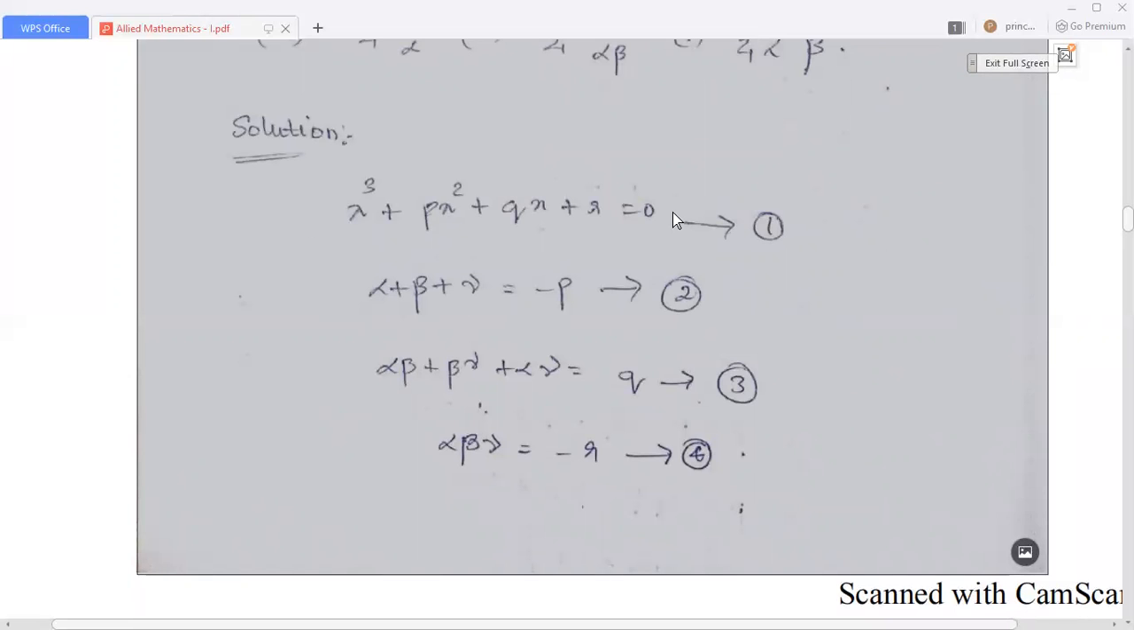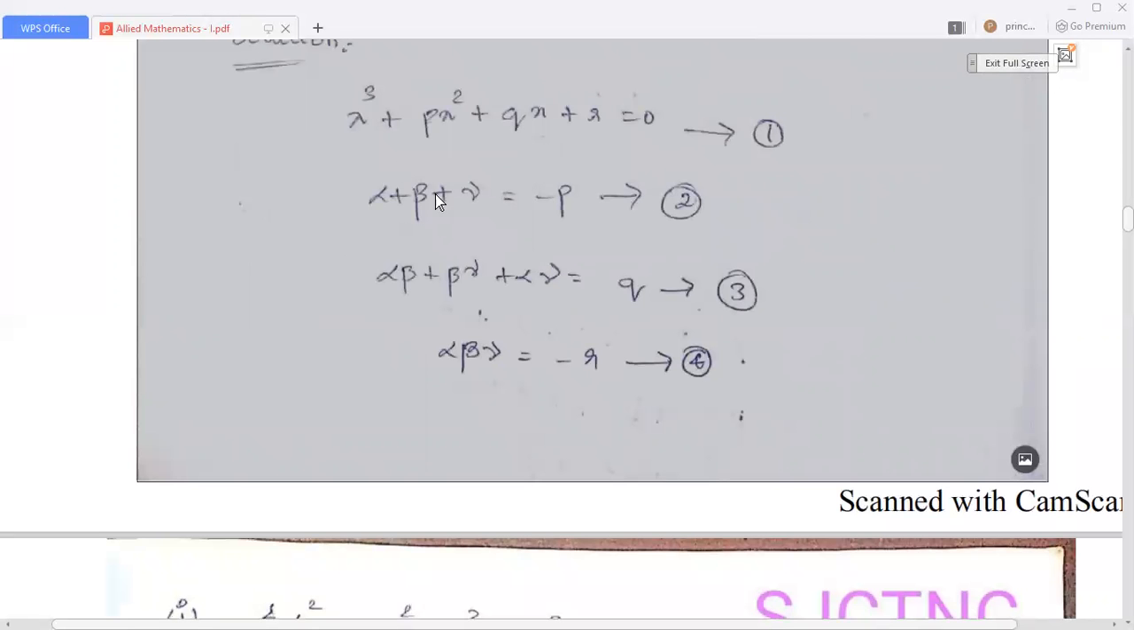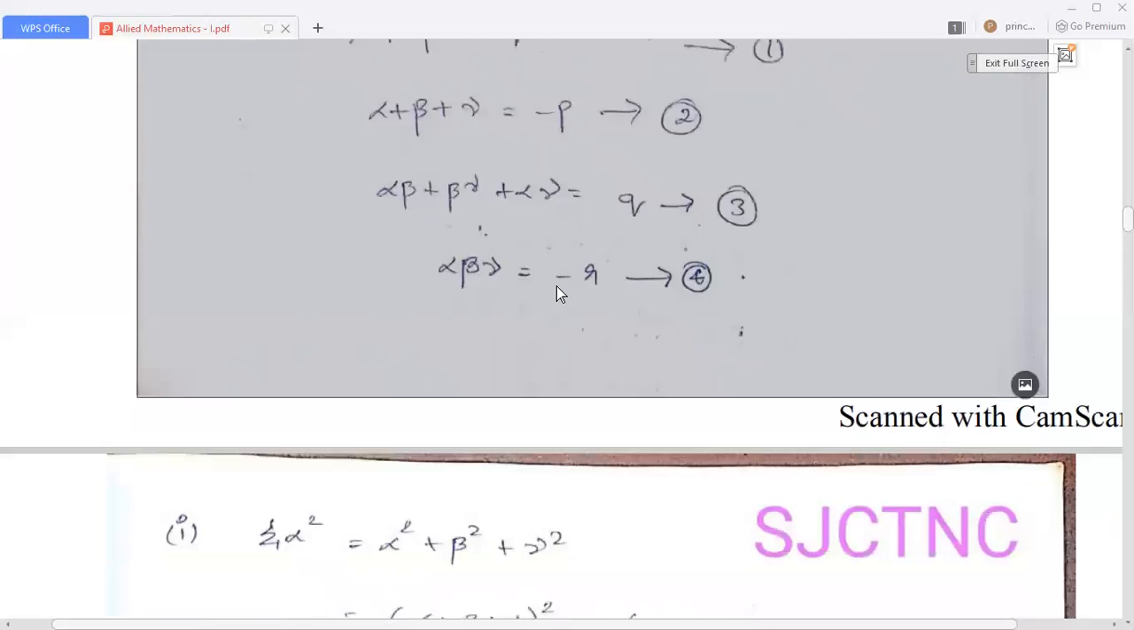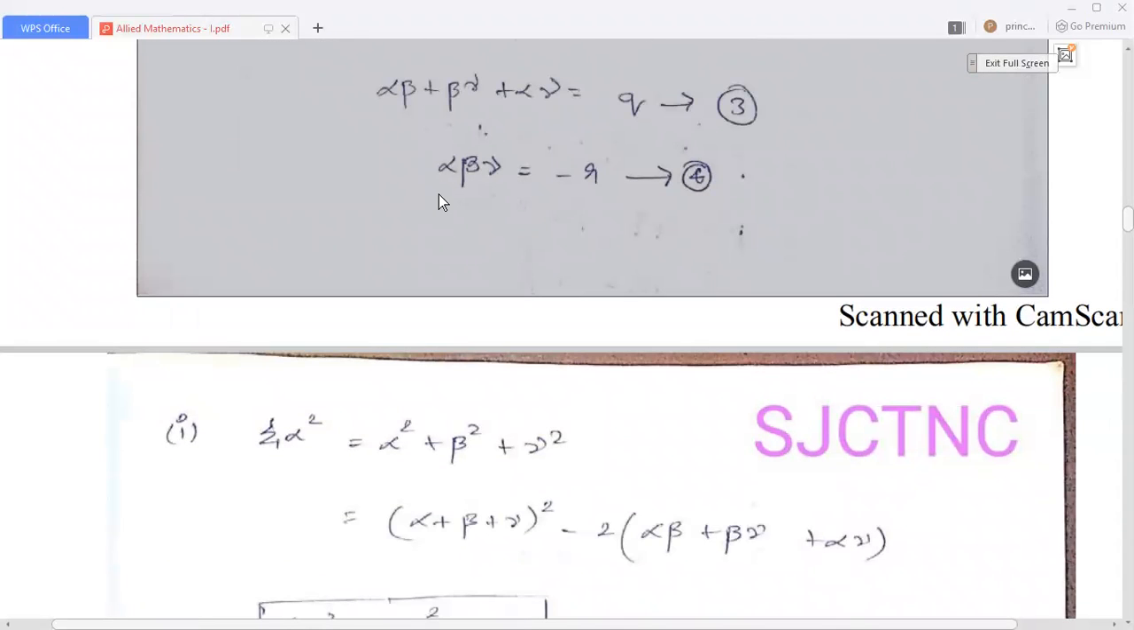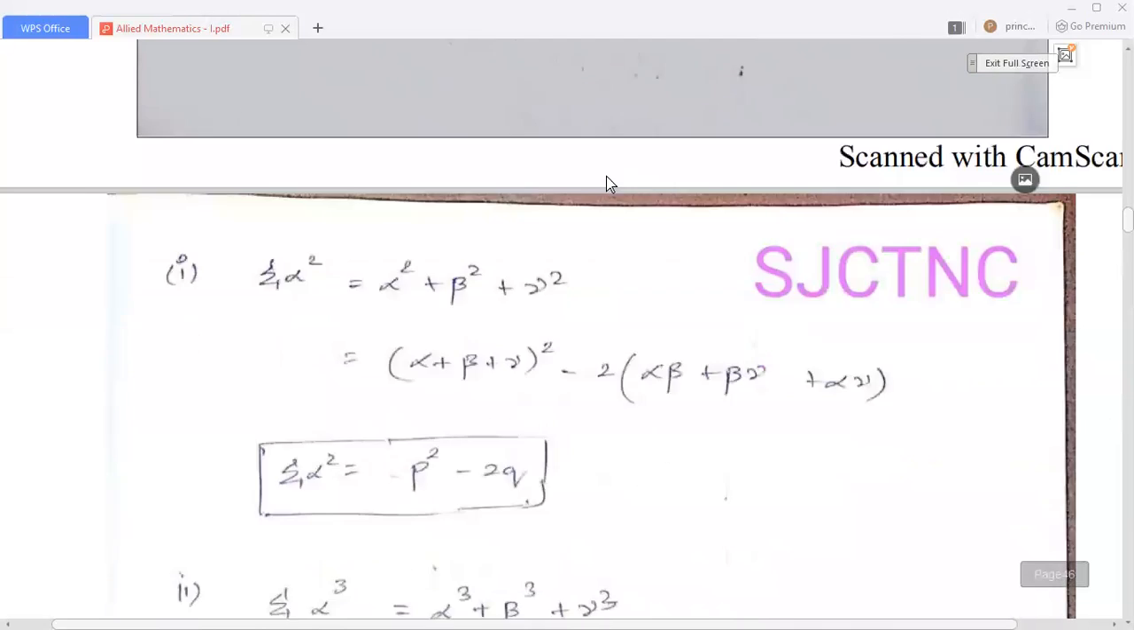The given equation can be written as x cube plus px square plus qx plus r equal to 0. Now we write the relation between roots and coefficients. Sum of all the roots is equal to minus p, that can be taken as equation number 1. The sum of product of roots taken 2 at a time is q, that can be taken as equation 2. Next we write the product of all the roots, alpha beta gamma, that is equal to minus r, that can be taken as equation number 3.